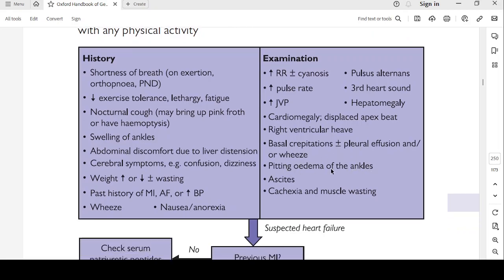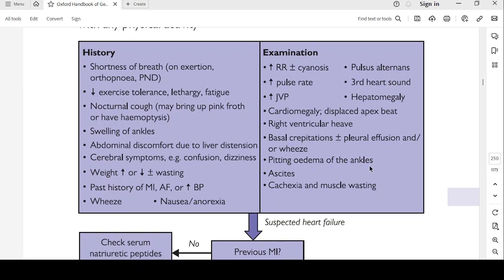Pitting edema in the ankles. This is a sign of pulmonary congestion. Pedal edema. Ascites. Cachexia and muscle wasting.